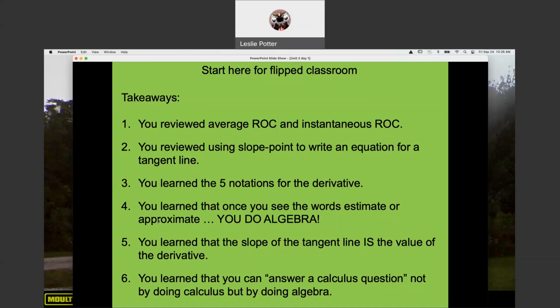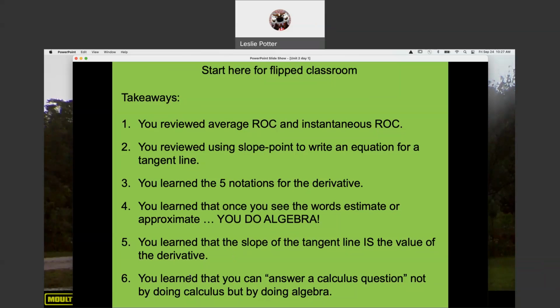You learned that the slope of the tangent line is the value of the derivative. They mean literally the same thing. That is the definition of the derivative: it's the value of the slope of that tangent line when you do the limit method. And like I said, we'll make a stronger connection as to why that is so as we get into this unit.